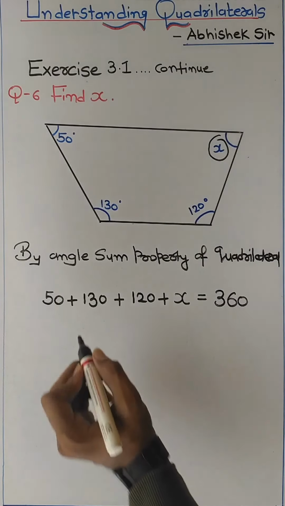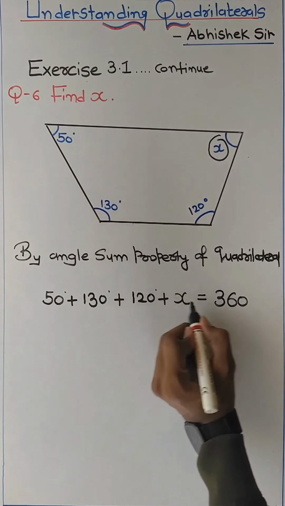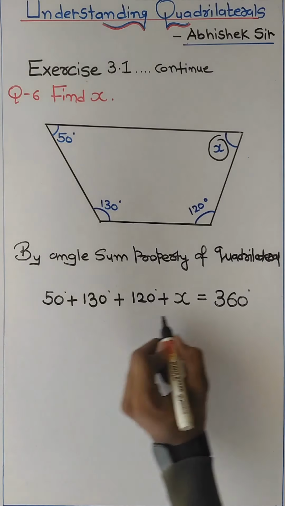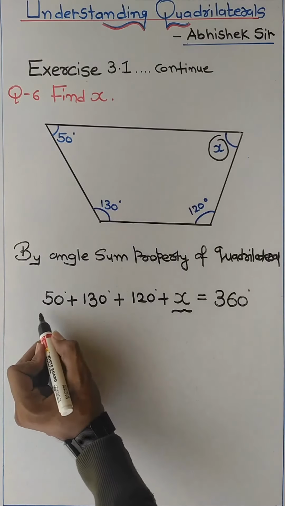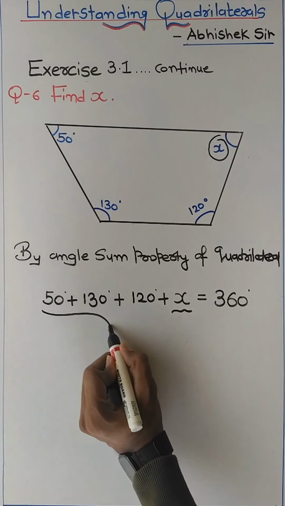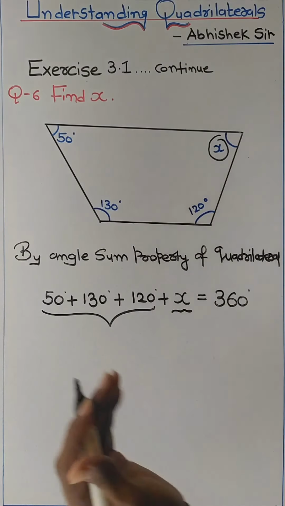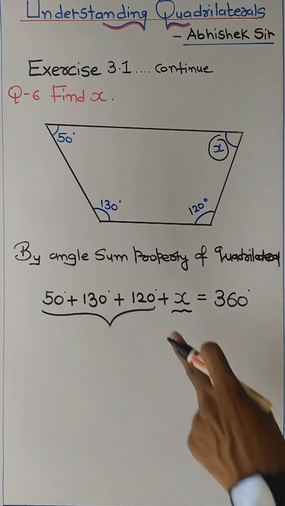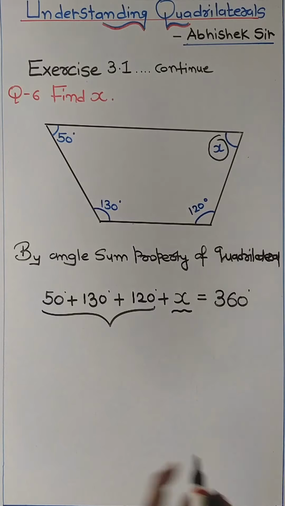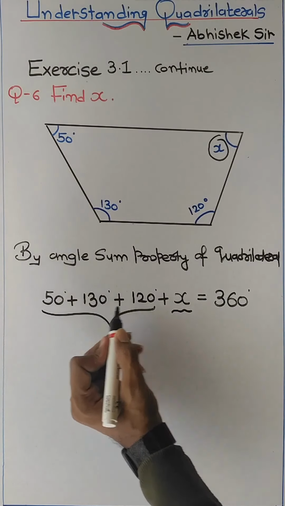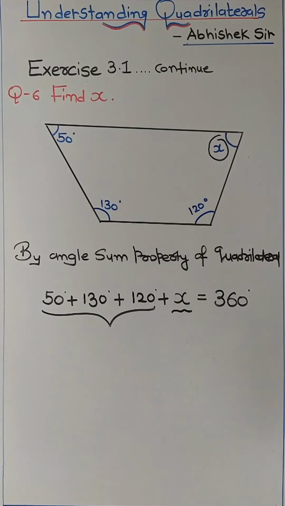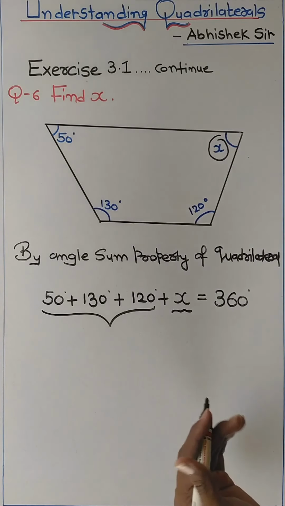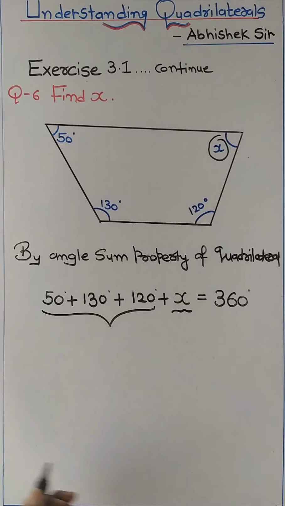Note that we will be writing degree, so just put a dot over here or a small circle. Now you have to find out x. So what you will have to do, you will have to add all these 3 given angles and then take it on the other side to subtract that from 360 and then you will have the value of x. So what is 50 plus 130 plus 120? If you are able to solve this orally, then it is very good. You should practice this, or else you can find it in your rough work.